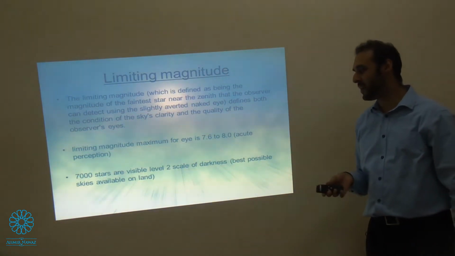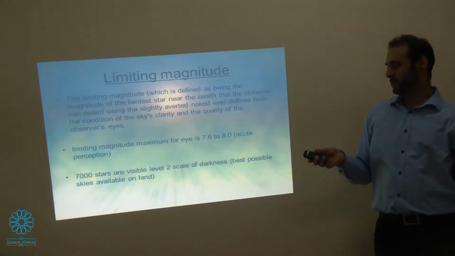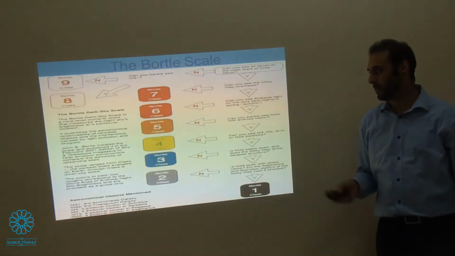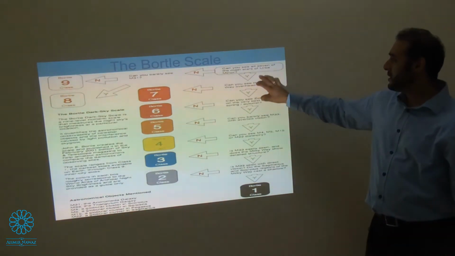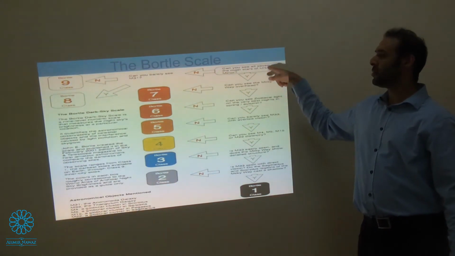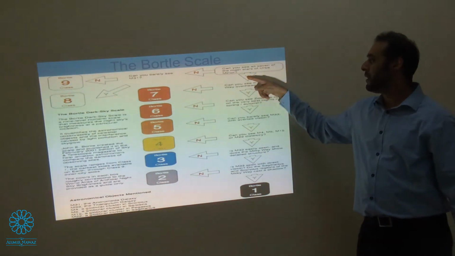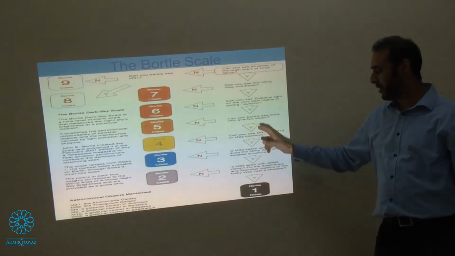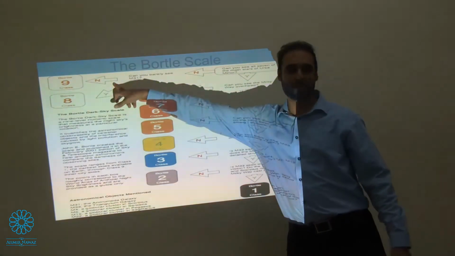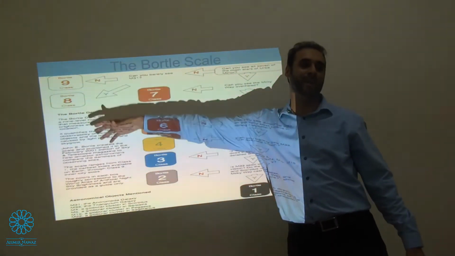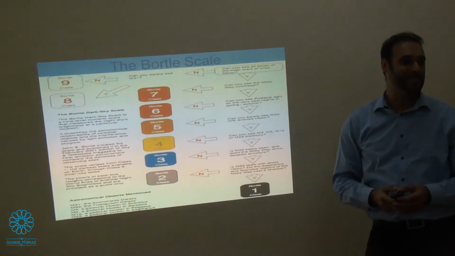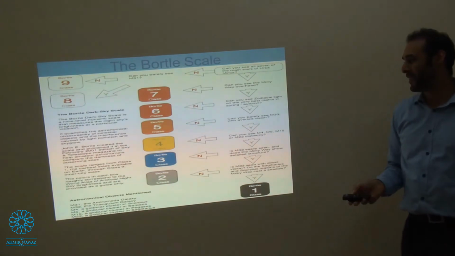There are 7,000 stars visible, level 2 scales of darkness. Best possible skies are available on land. Don't know what that means. So here's another test, the Bortle test. Can you see all 7 of the main stars of Ursa Minor? Yes. And then you go on, and if you can get down to here, you have a truly nice sky. But in our case, no, we can't. Can you barely see M31, Andromeda? No or yes. Well, you've got really bad skies. It's not even worth leaving the comfort of your armchair to do an observation, because you're not going to be doing any justice to it.